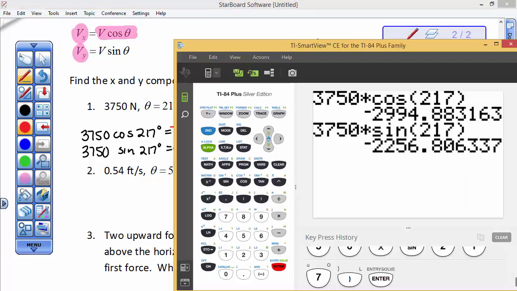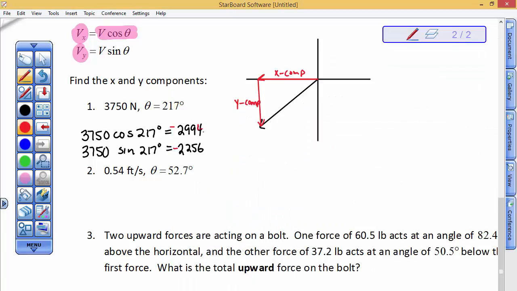2994. Probably should have put 95 and 57. I should have had 95 here and 57. But I do have this x component that's larger than this y component using these statements.